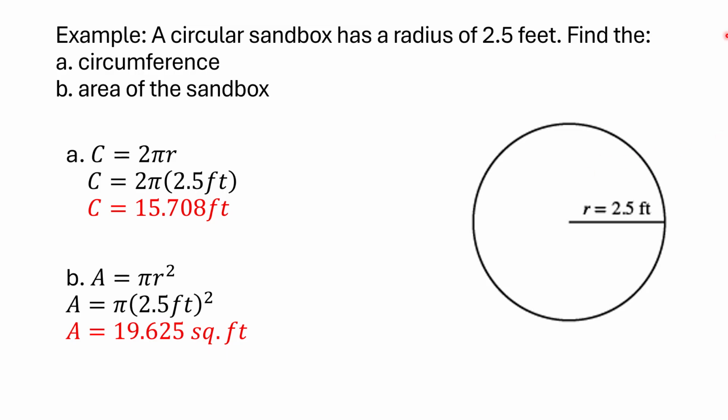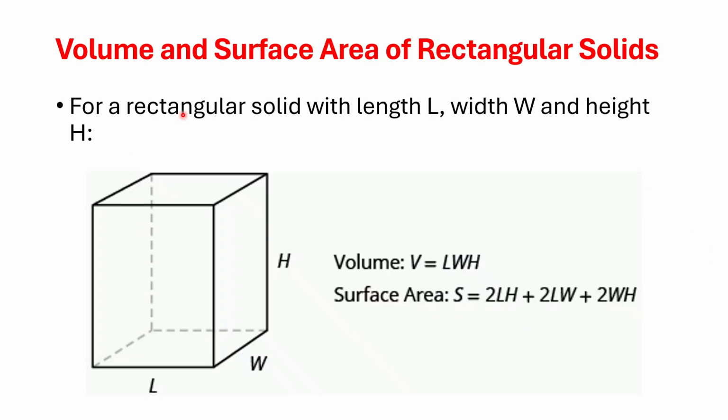Now let's move to the geometry application, which is the volume and surface area. So geometry applications, volume and surface area. When we talk of volume, for example, of a rectangular solid, for a rectangular solid with length L, width W, and height H, the volume is simply the product of length, width, and height. So that's the volume of a rectangular solid.